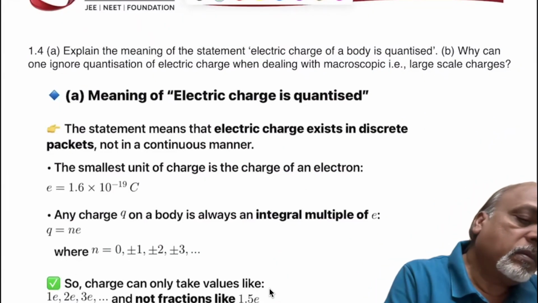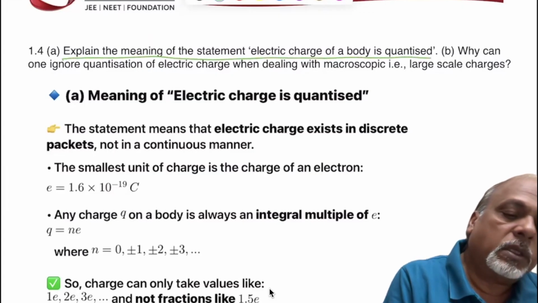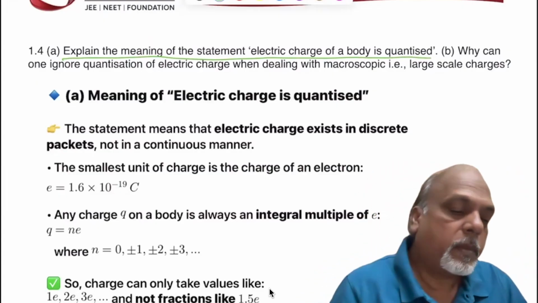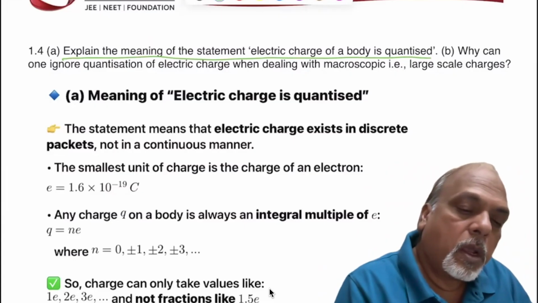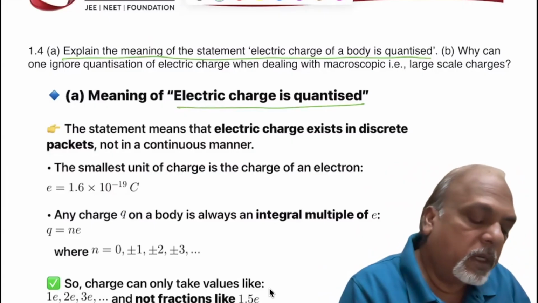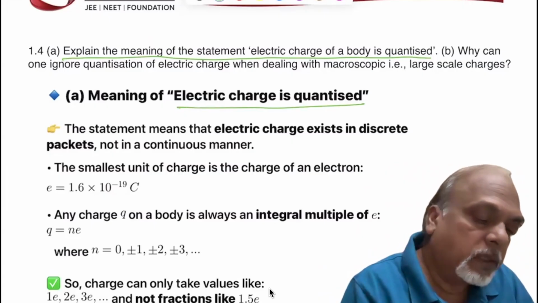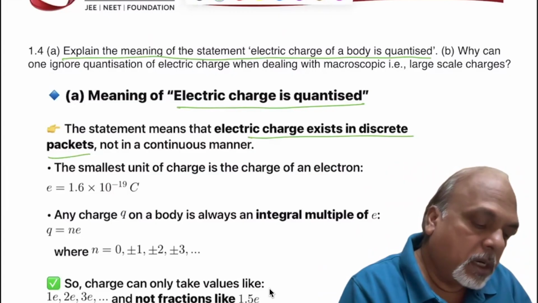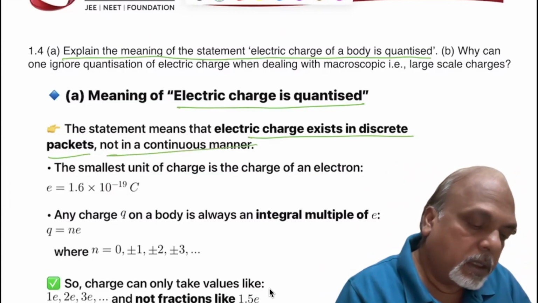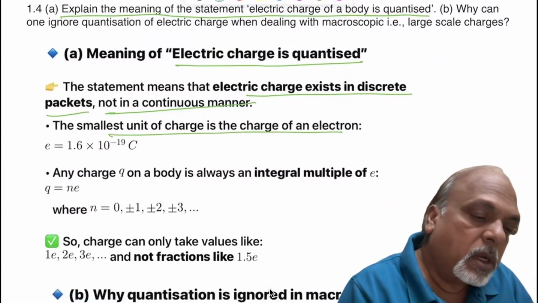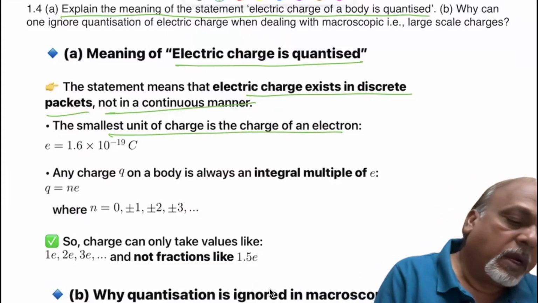Explain the meaning of the statement: electric charge of a body is quantized. The answer I have already written here. The statement means the electric charge exists in discrete packets, not in a continuous manner. The smallest unit is that of an electron.